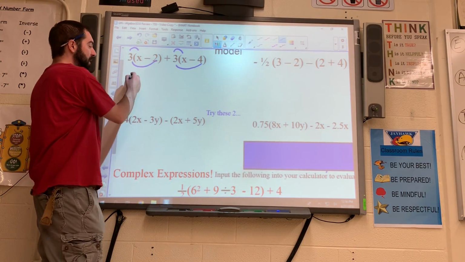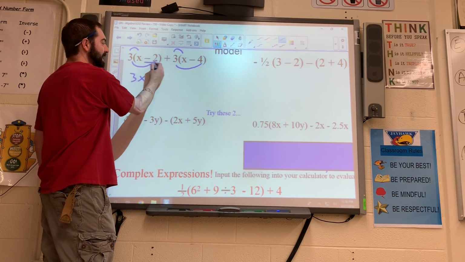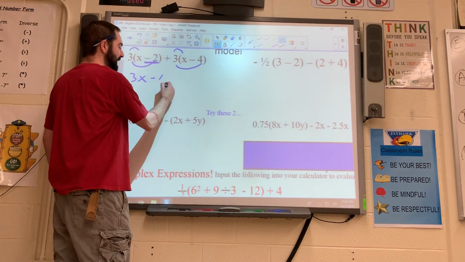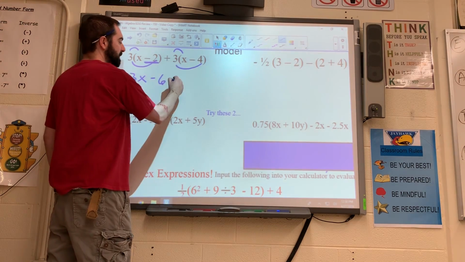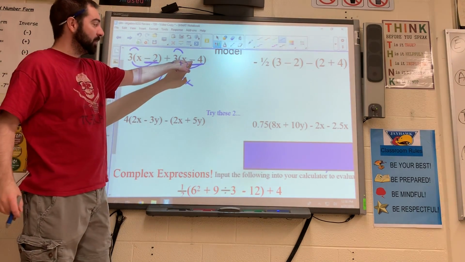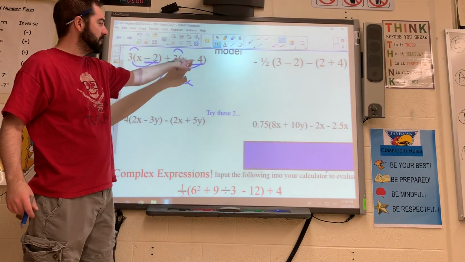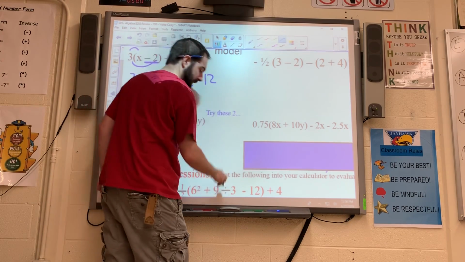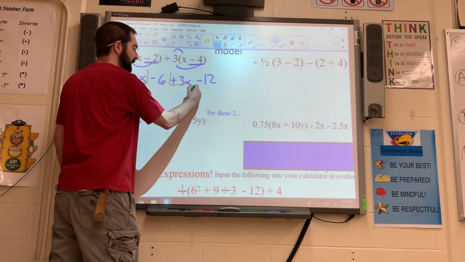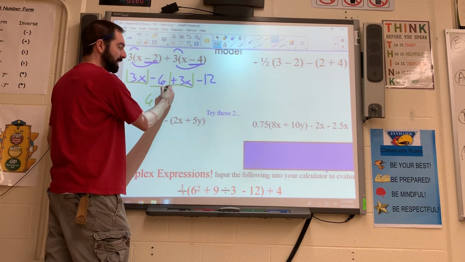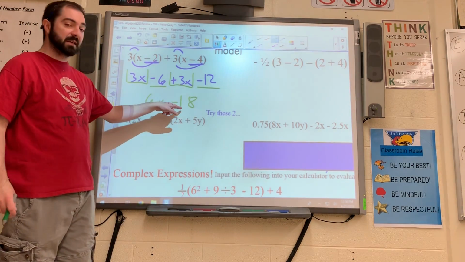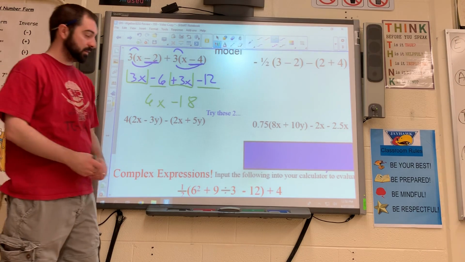First one, 3 times 1x is 3x. 3 times negative 2. It's really important that you're seeing that 2 as a negative 2 because that makes negative 6. Positive 3 times x, positive 3x. Positive 3 times negative 4. Again, that negative or minus sign lets me know what I'm multiplying. 3 times negative 4 is negative 12. From there, now we're right back to where we were on the last slide, combine like terms. I have 3x plus 3x. I really have 6x. Negative 6 minus 12, negative 18. So the final answer would be 6x minus 18 or negative 18 plus 6x.